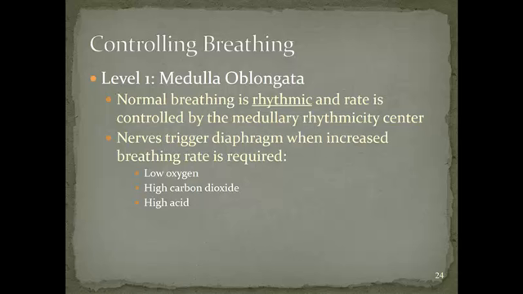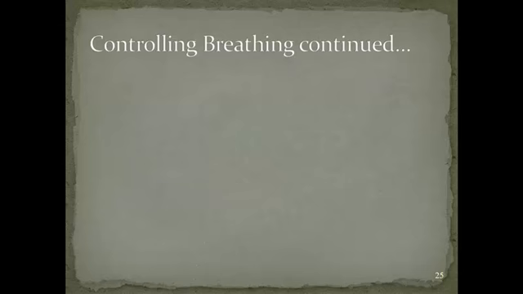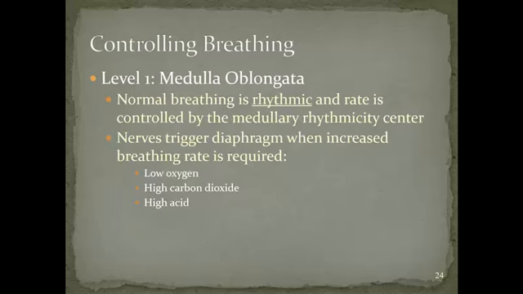The last thing we're going to talk about is how we control our breathing. Okay? The first thing that controls our breathing is the lowest part of our brain stem, and that would be the medulla oblongata. The normal breathing is rhythmic, and the rate is controlled. And if your body senses that you stop breathing or you're not breathing quite as deeply, maybe you're starting to fall asleep in class, the phrenic nerve triggers the diaphragm to speed it up. This is especially true if we have low oxygen, high carbon dioxide, or high acid in our blood.